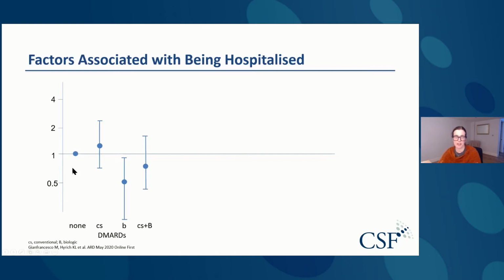Choosing a comparator population is really challenging. And we made the decision for this one, because we were looking across all rheumatic diseases, that we would choose patients not receiving any DMARD at all. What we found is that there was no difference in patients receiving conventional synthetic DMARDs. There was no significant difference among patients receiving a combination of conventional synthetic with biologics. But we saw this significant reduction in hospitalization among patients that were receiving biologics.